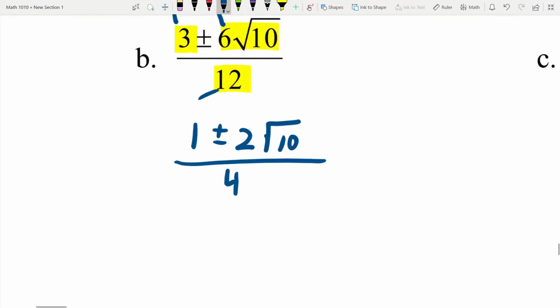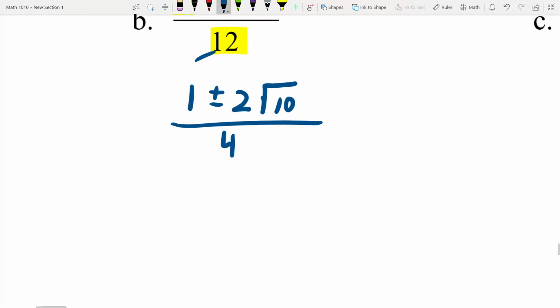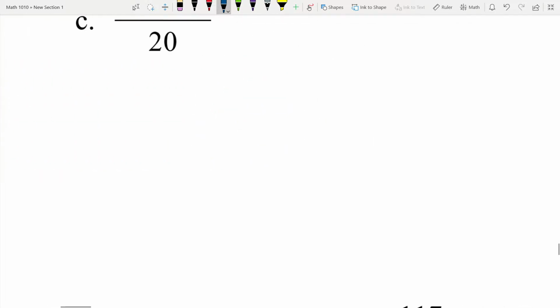Okay. This is a big thing. Everybody look right here. Is this okay to drop the 1? Talk to me about that. No. Because the 1 is added to the 2 square root of 10. So if I have 5 apples and I add 1 apple, have I changed the number of apples? Yes. So you have to put it. If it's multiplied by 1, 5 apples times 1, I still have 5 apples. Doesn't change it. Okay? So that's your answer right there. Okay? Question C.